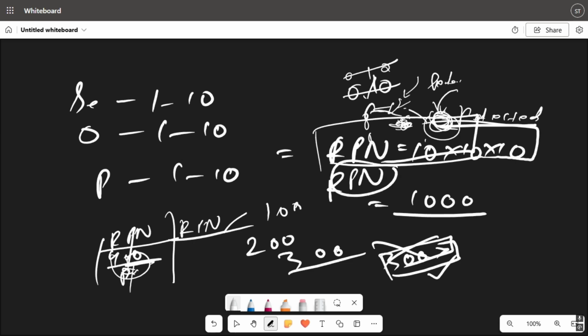Calculating the RPN number is one of the most important parameters used in the DFMEA process. So I hope you guys have understood what is DFMEA.